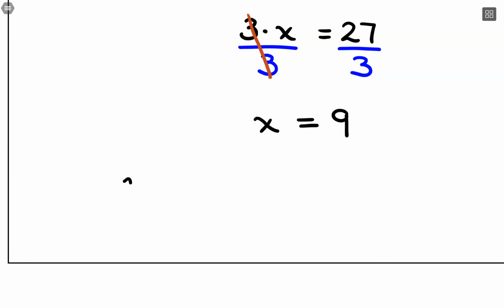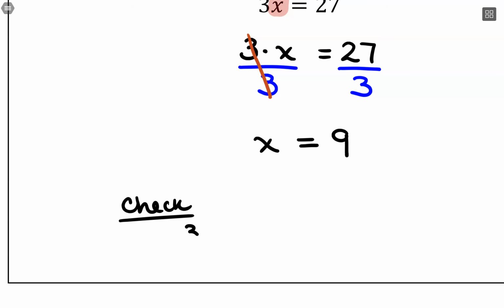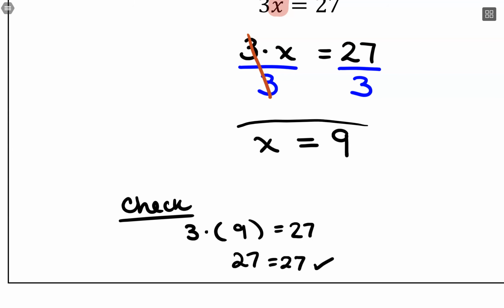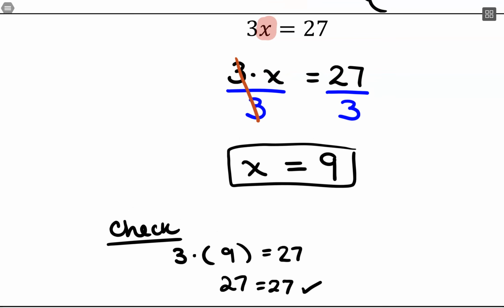Then we can check that that actually works. We're saying 3 times our number is equal to 27, and we're plugging in 9. 3 times 9 is in fact equal to 27. So that all works out, and x equals 9 is our solution. So if you have multiplication of a value, you would divide both sides by that value.